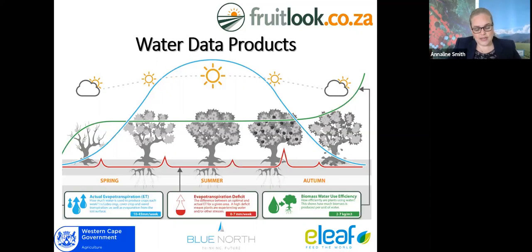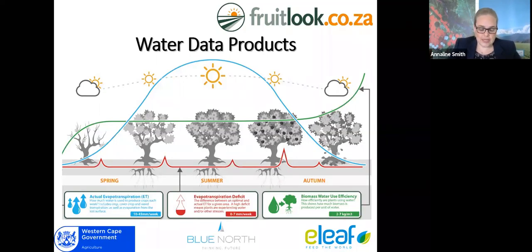The reasoning behind this is that a healthy plant has a good biomass water use efficiency. So it's just, well, the word is everything. It's so efficient in using that energy and photosynthesizing and creating those sugars to put into your fruit at the end of the day.